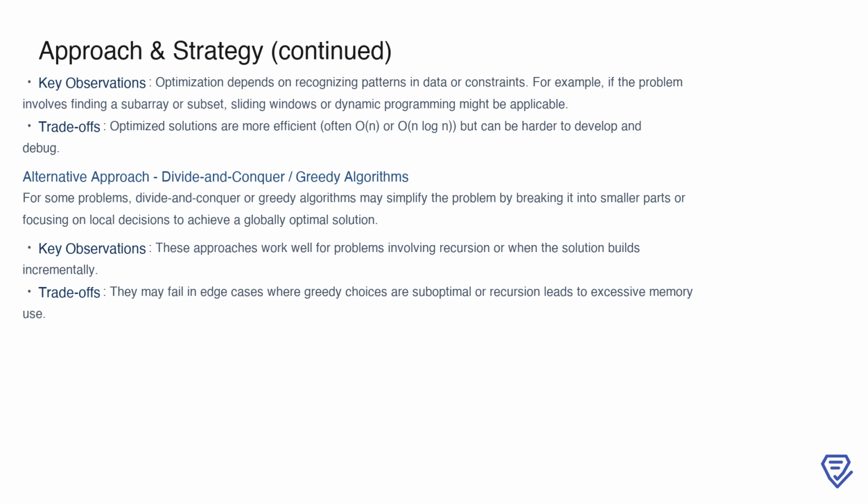Another set of techniques to consider includes divide and conquer and greedy algorithms. Divide and conquer is especially useful for problems where the solution can be broken into smaller, more manageable parts, such as in merge sort or quicksort. Greedy algorithms, on the other hand, focus on making the best local decision at each step, which can lead to a globally optimal solution in certain problem types.